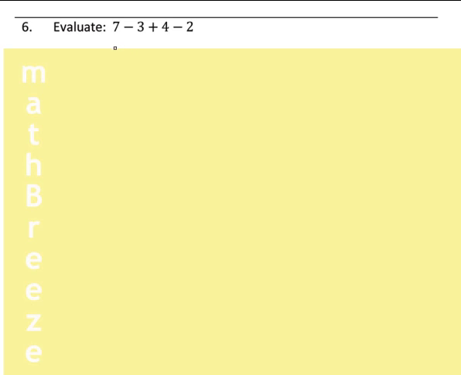Here too, let's evaluate left to right. First 7 minus 3 is 4. And then we do 4 plus 4, that's 8. And finally, 8 subtract 2 is 6.